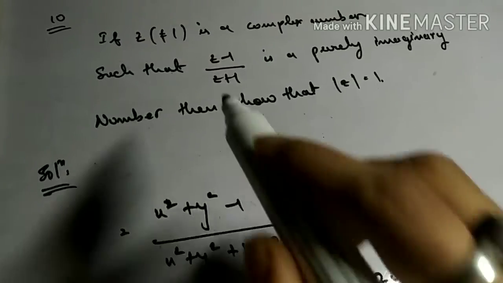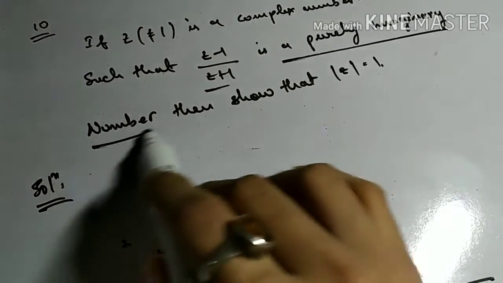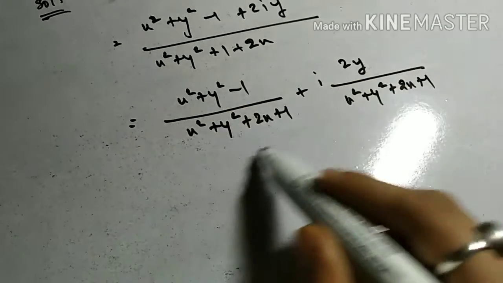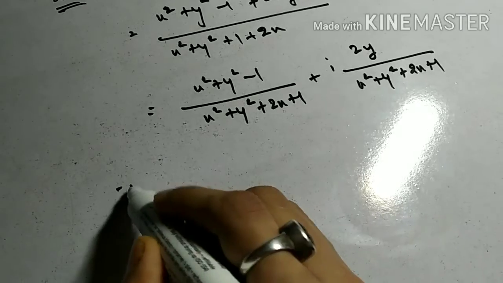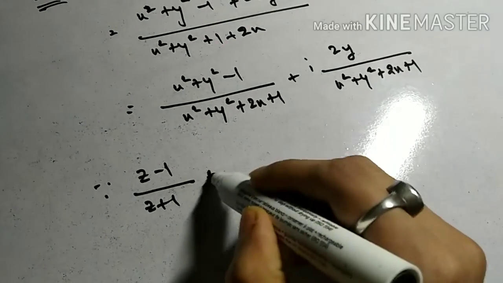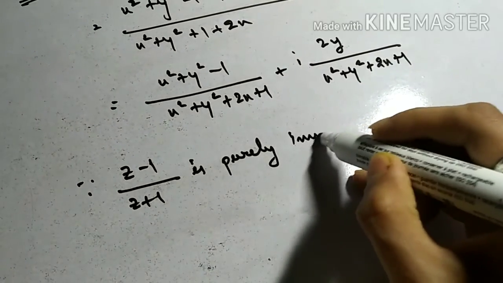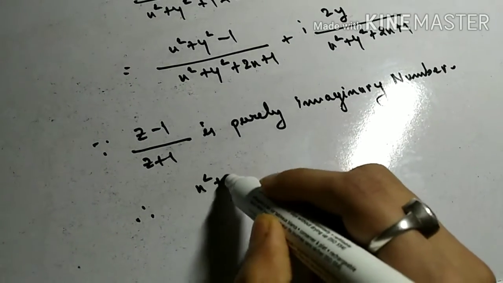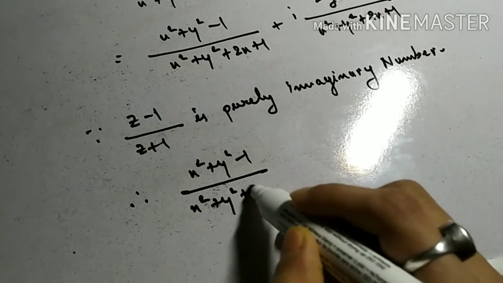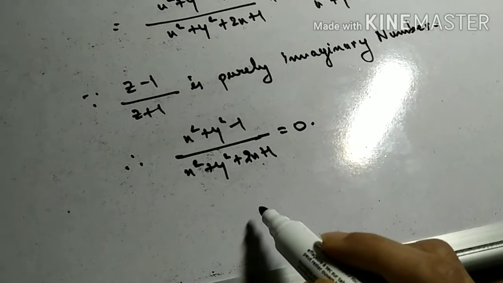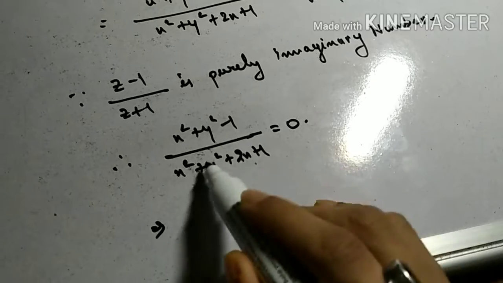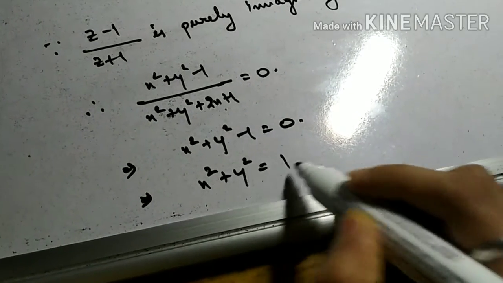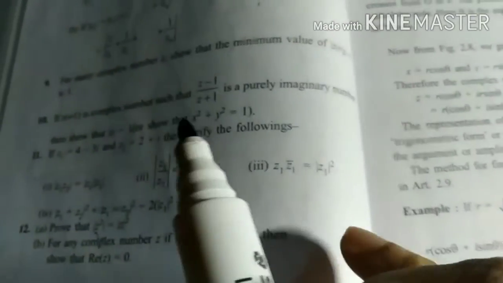Okay, so now it is saying that this is a purely imaginary number. Understand? So therefore the real part will become 0. I can write, since (z minus 1) by (z plus 1) is a purely imaginary number, therefore (x square plus y square minus 1) by (x square plus y square plus 2x plus 1) will be equal to 0. So if I send the denominator to that side, I will get x square plus y square minus 1 equal to 0. So x square plus y square is equal to 1. So that only you have to prove here.